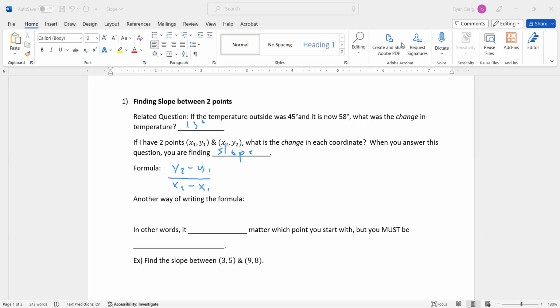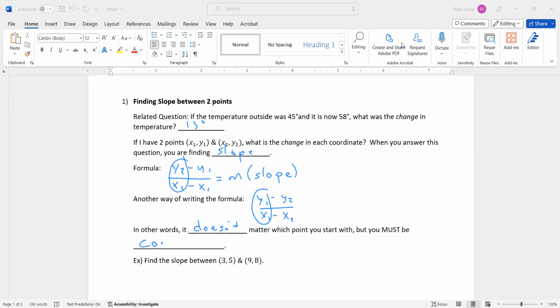Now, there is another way of writing this formula. And by the way, that equals m. M is slope. You will get used to that as we go further into this unit. Another way of writing this formula is y1 minus y2 over x1 minus x2. You might be like, well, what's different? Well, look at what I started with in the second one versus the first one. What I'm saying is, in other words, it does not matter which point you start with, but you must be consistent.